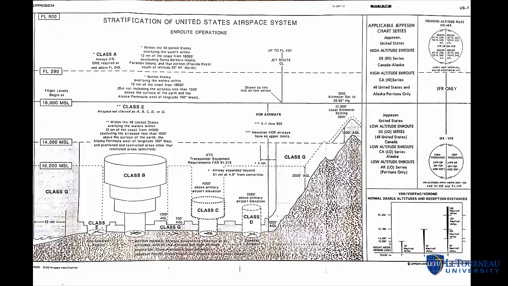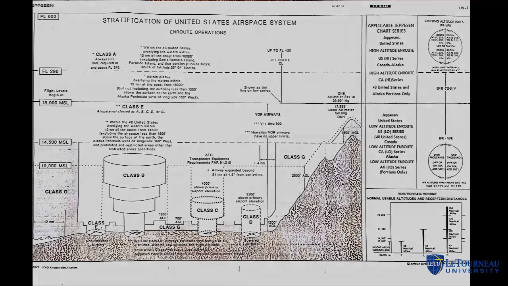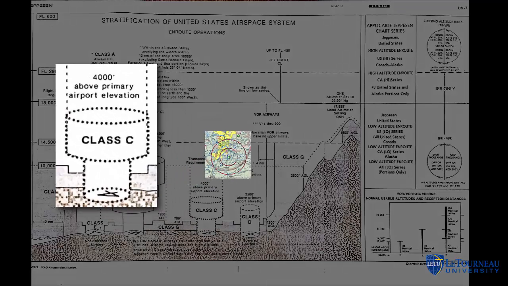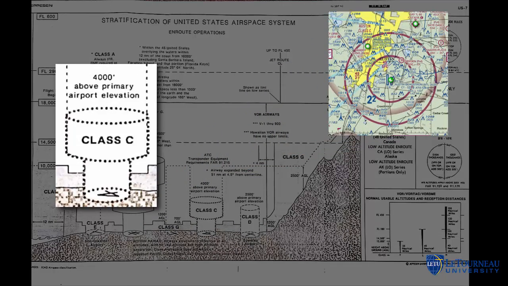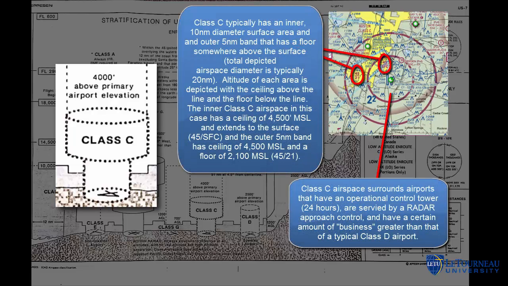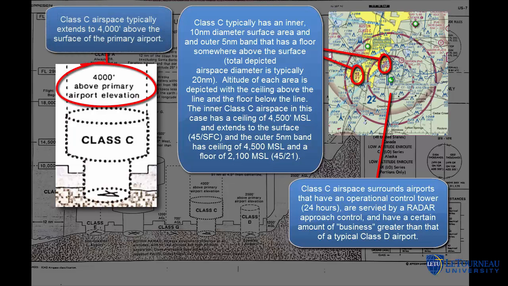Class C airspace is that airspace that surrounds busier airports, slightly busier than Class D. These airports justify a 24-hour control tower and are serviced by a 24-hour radar approach control. Class C typically has an inner 10 nautical mile diameter surface area and an outer 5 nautical mile band that has a floor somewhere above the surface.